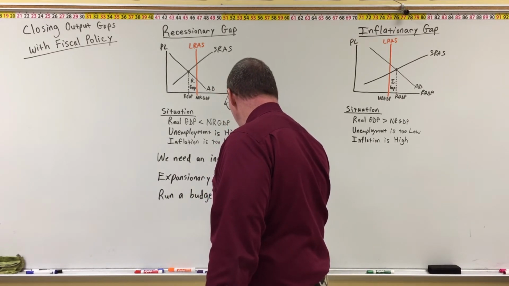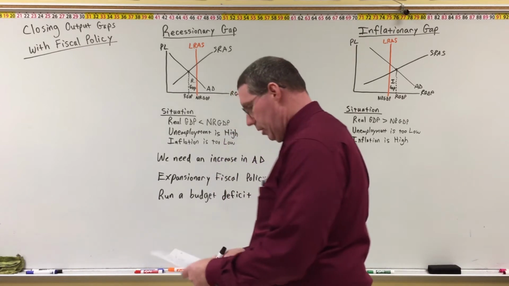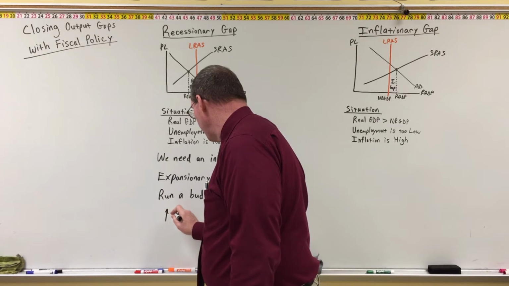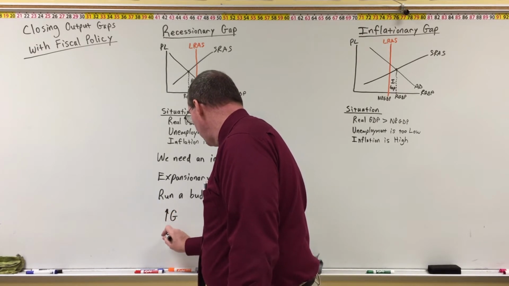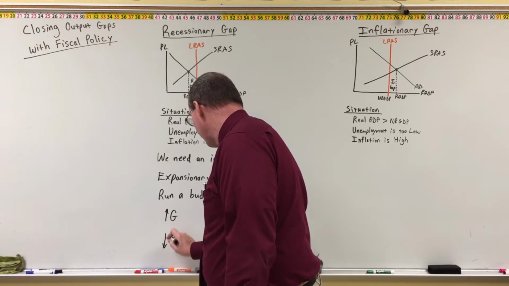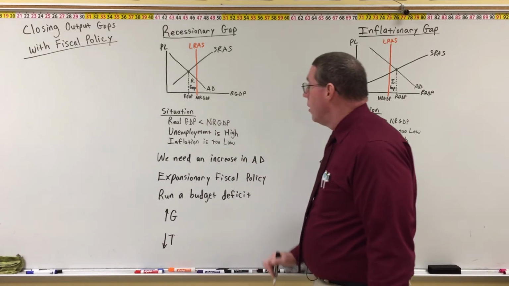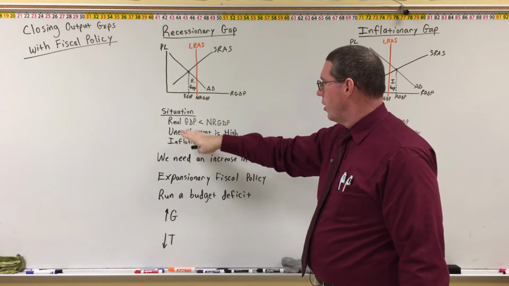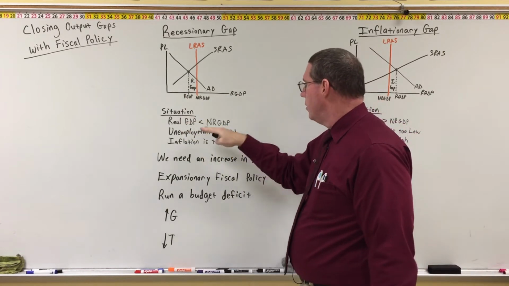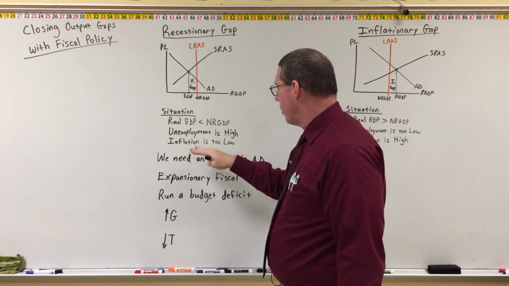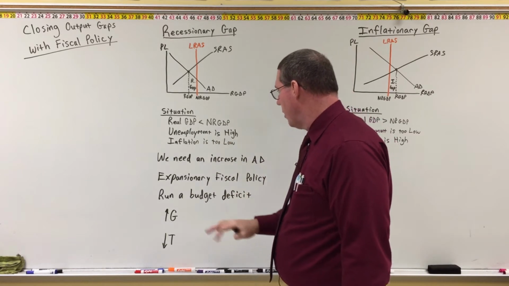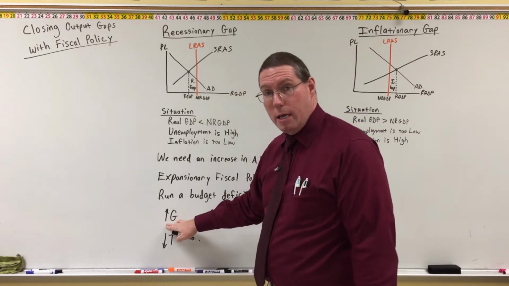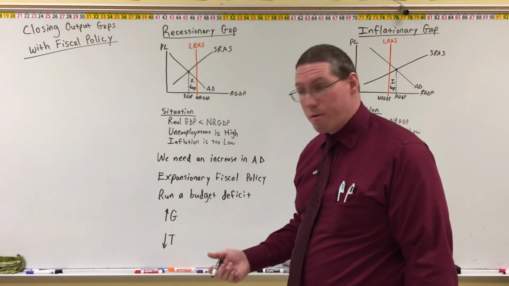And there are two ways to get a budget deficit. One way is to increase government spending. The other way is to decrease taxes. So, when we're in a recessionary gap, the government wants to get involved. They want to close the recessionary gap, increase output, decrease unemployment, maybe bring inflation up just a little bit. They can do that by either spending more money or by decreasing taxes.